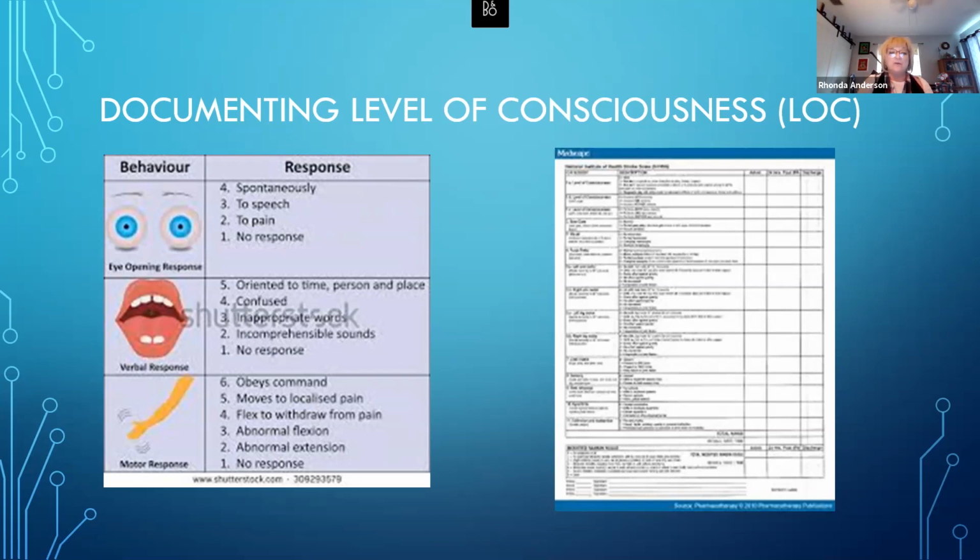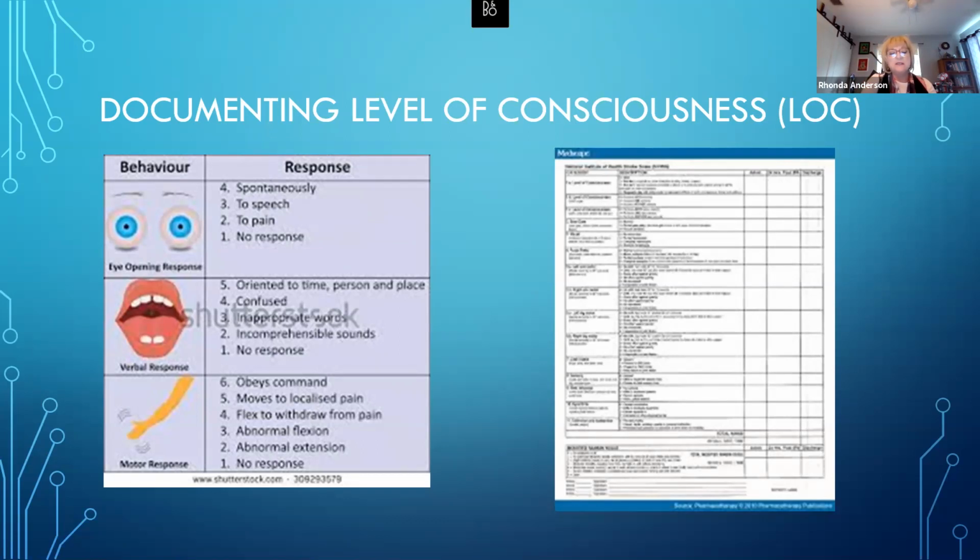We also look at their verbal response. They get 5 points if they're oriented to person, place, and time, so oriented times 3. If they're alert but confused, they get 4 points. They get 3 points if they're awake and they're using inappropriate words, like a word salad. 2 points is incomprehensible sounds, moaning, groaning, but they're not really saying any words. And 1 is no response. A patient that's intubated usually gets 1 point.